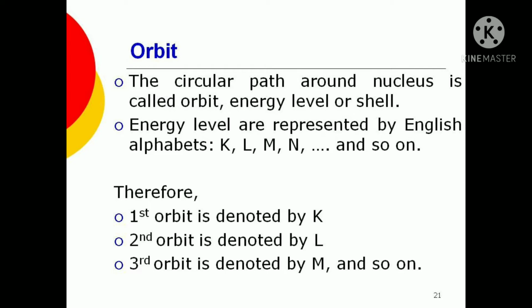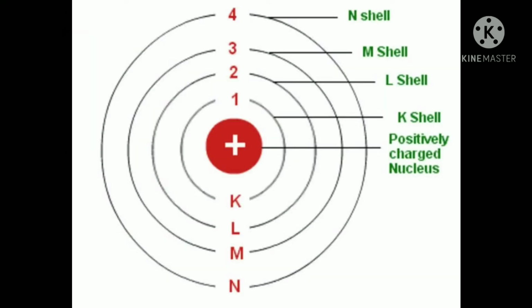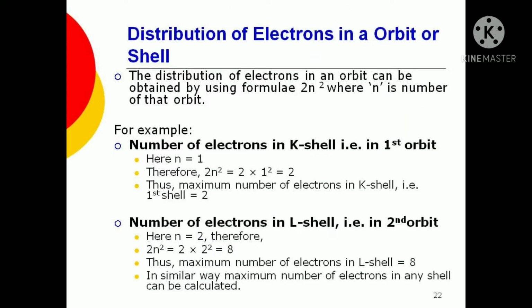And now, how many electrons can these orbits hold? We can use the formula 2n square. You can see in the diagram that the first orbit is called K, second orbit L, third M, fourth N, and the whole negative charge is in these orbits. Now, how many electrons each orbit can hold, we can calculate. So the distribution of electrons in orbits, how can we calculate? We already got the formula from Bohr and Bury, 2n square.